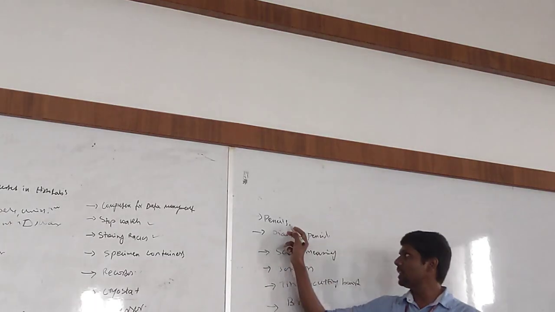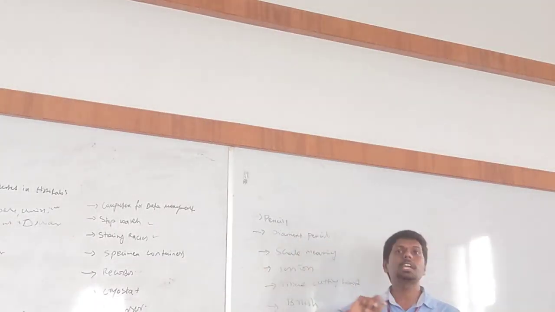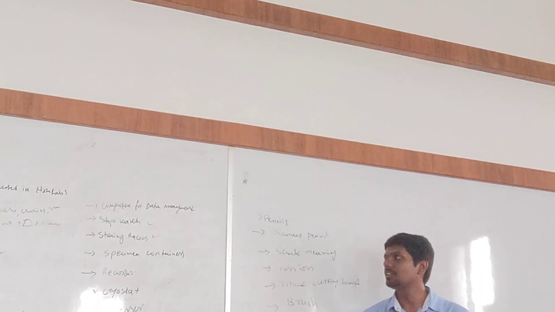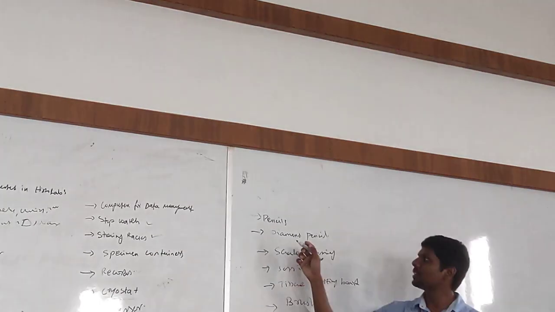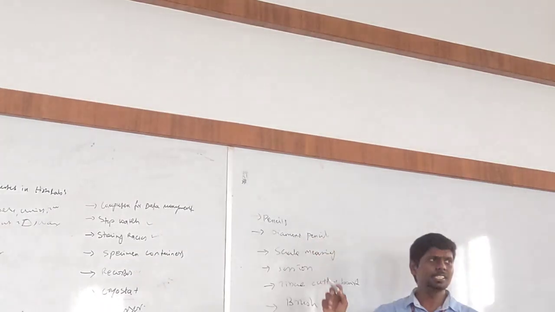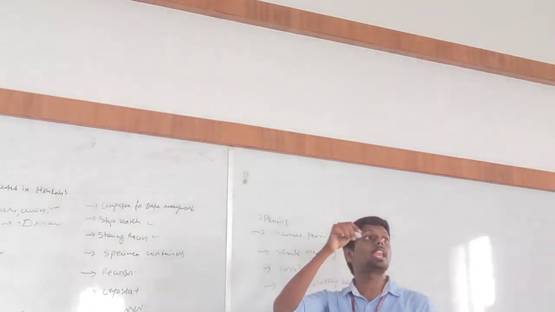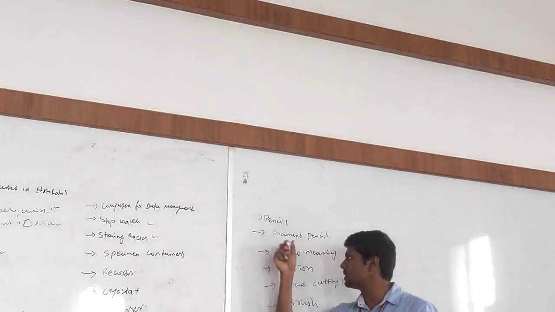So yeah, we are using pencils because they won't react with anything. Okay, pencil. Then diamond pencil, what is the use of diamond pencil? To label the slide. To label the slide, we are using diamond pencil.